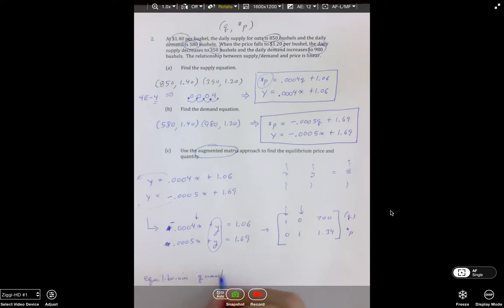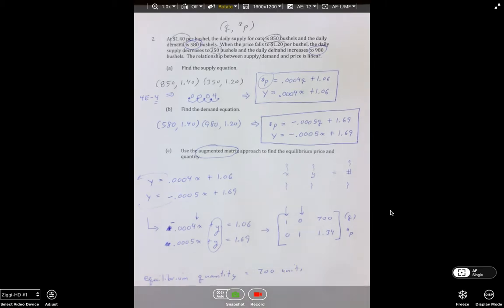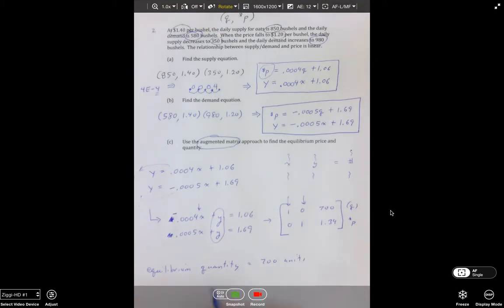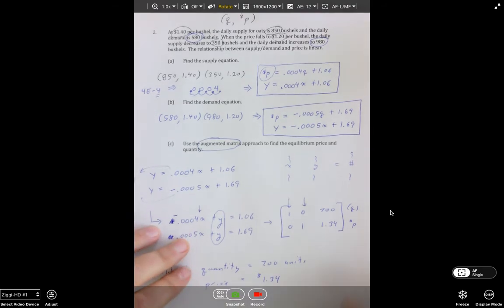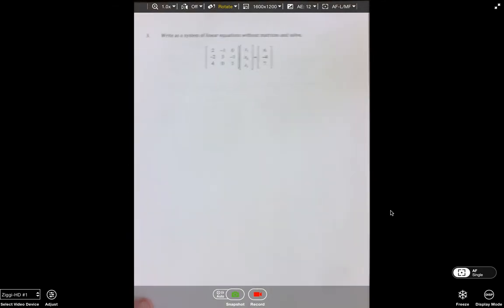So the equilibrium quantity is 700 units, and the price was $1.34. Okay, that's going to be the easiest way by far to find an equilibrium price.